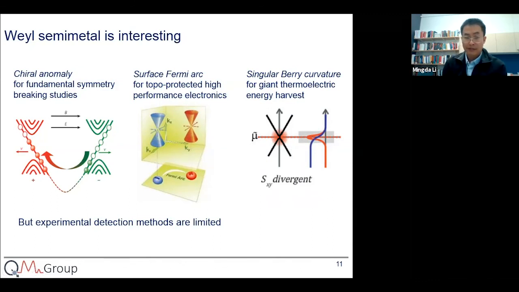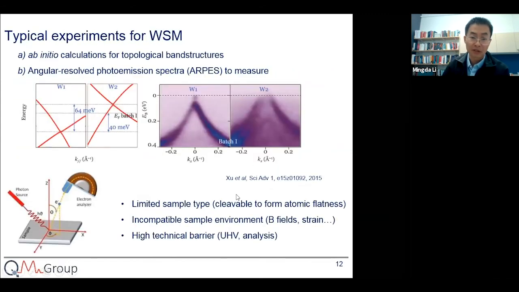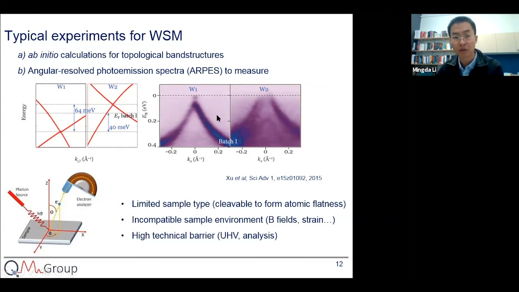But the first question is to confirm that the material is a Weyl semi-metal, as the very first step toward further experimental studies. A typical way to confirm a material is a Weyl semi-metal is a combination of ab initio calculation and angle-resolved photoemission spectroscopy, ARPES. From the density functional ab initio calculation, people can obtain the band structure. You can see this linear dispersive Weyl cone, and here is the singularity. Then photoemission measurements are carried out, and you can see these bands directly.